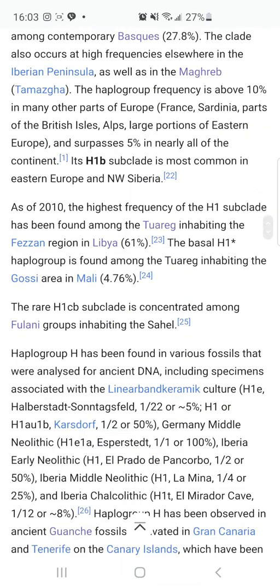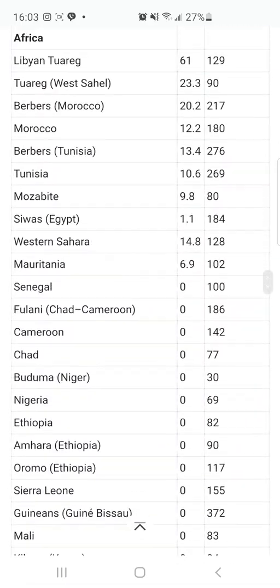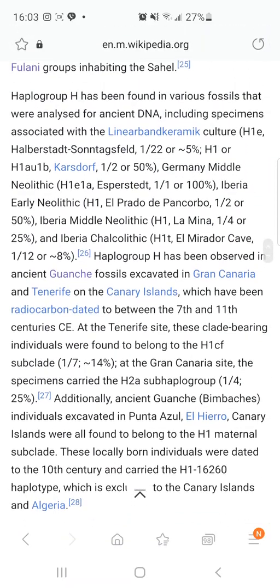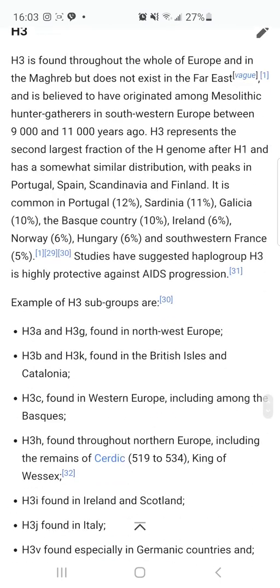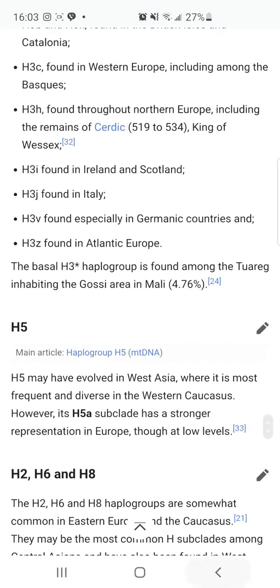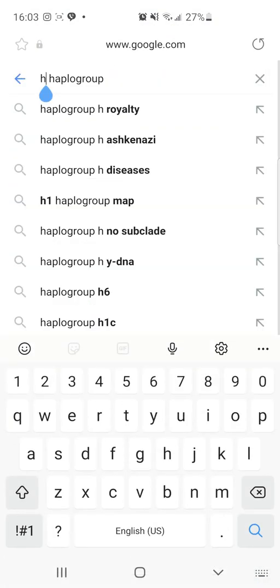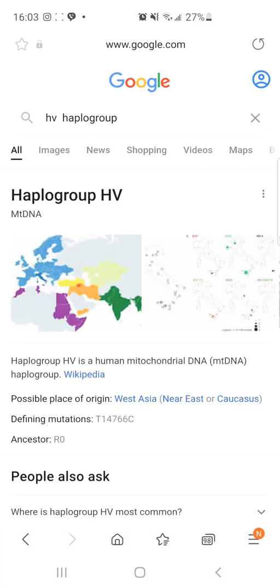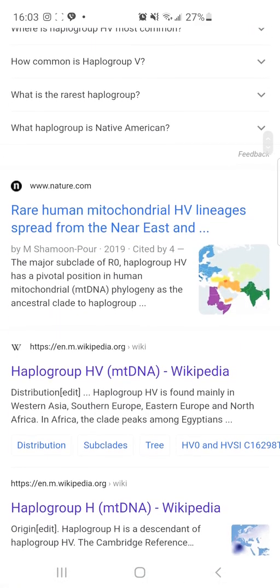Now, wait. Let me see if I can find where it says HV. Oh yeah, so it's the HV haplogroup. Okay, HV haplogroup.